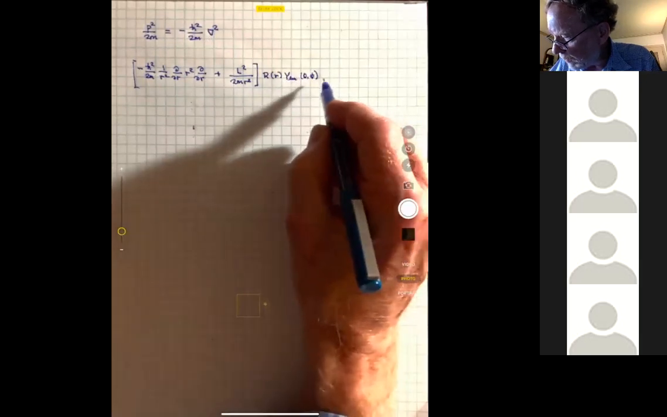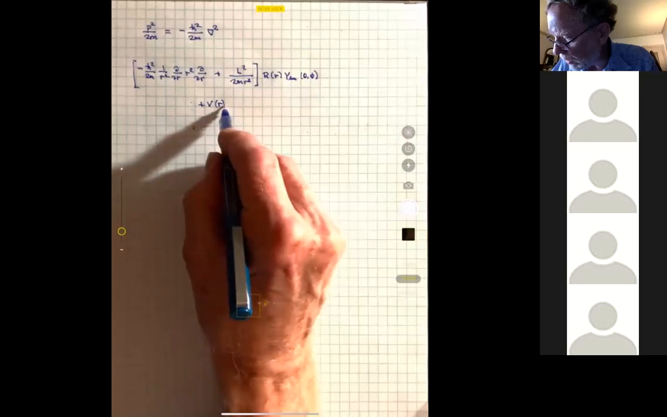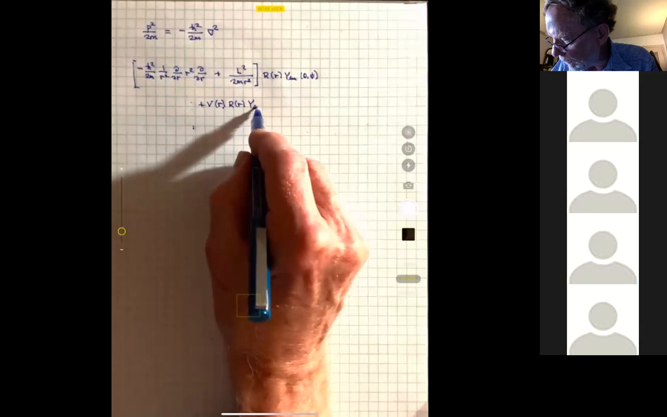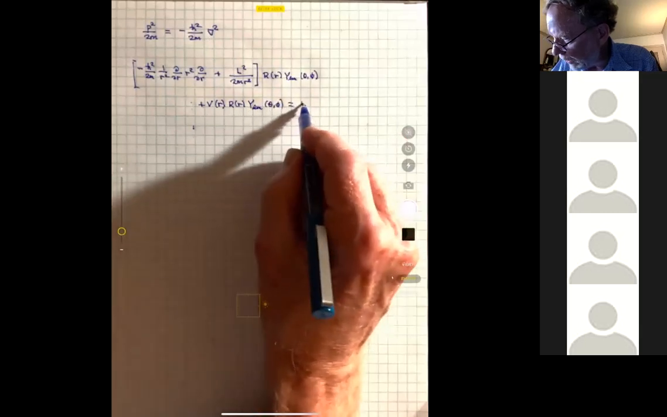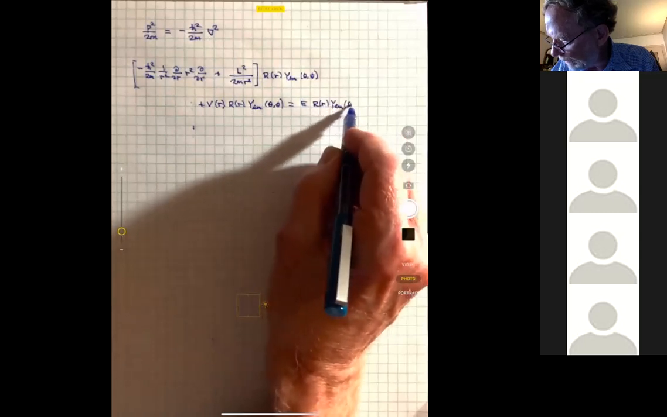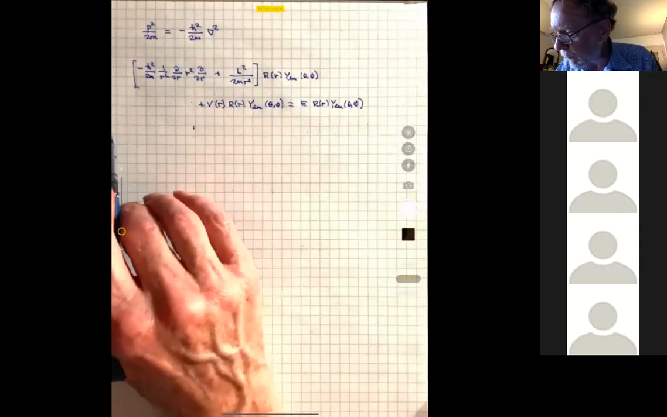And then we add to this the potential energy, which depends only on r because that's what you mean by a central force problem, times the wave function, which I'll copy again, the form that we have for it. And that's equal to the total energy E times the wave function R of r times Y_lm of theta and phi. Now the hard part of this, of course, is the kinetic energy here.